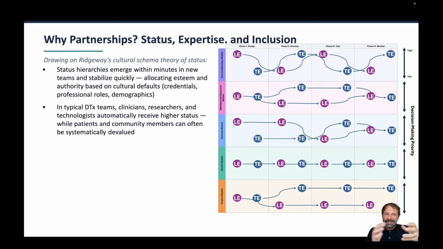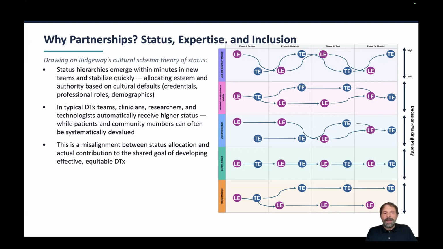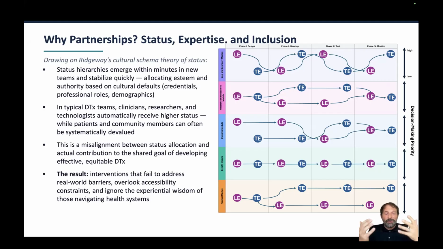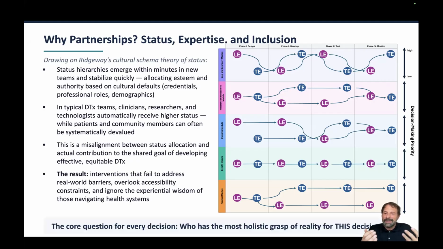So in these typical DTx teams, for example, you can imagine there you start to automatically confer status to maybe people who have the highest credentials and so forth, not necessarily the folks who have the most lived expertise or otherwise. And this misalignment, we would argue, really propagates the digital divides that we were just getting at before. And so the result is interventions that can often fail to even acknowledge that there are real world barriers, overlooking accessibility constraints and so forth. And so the core question for everything is basically, who has the most holistic grasp of reality for this decision? And how do you build teams to work through that?